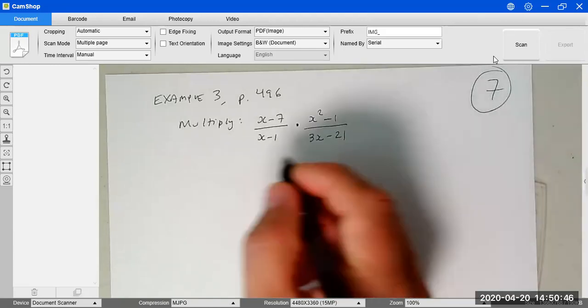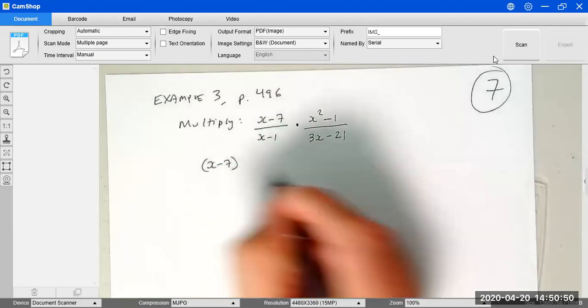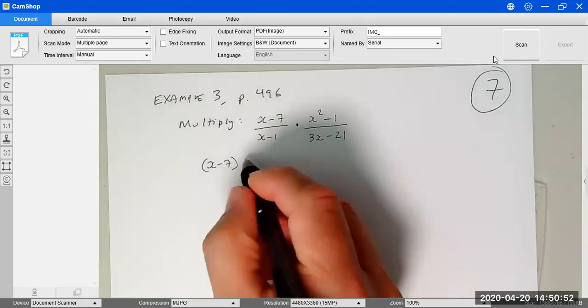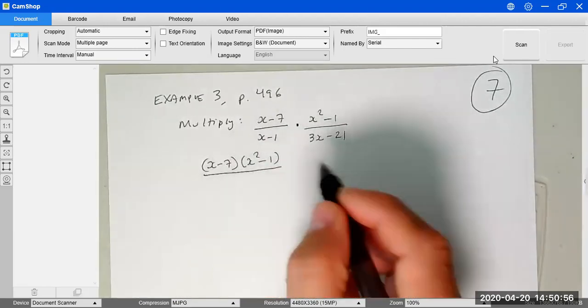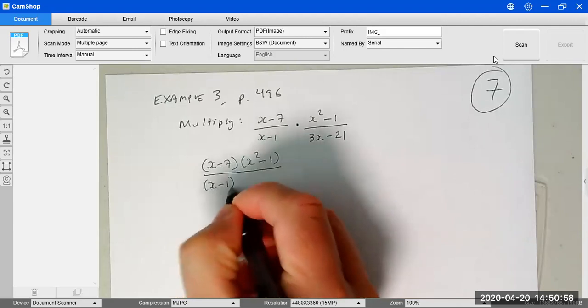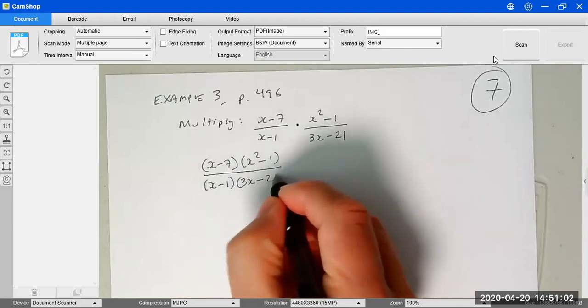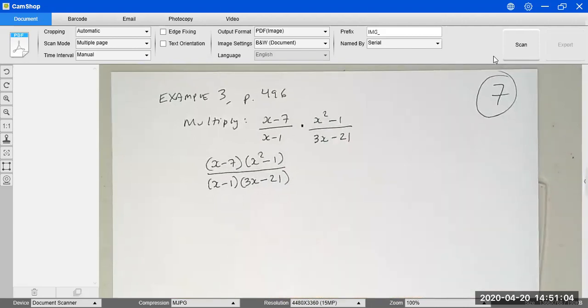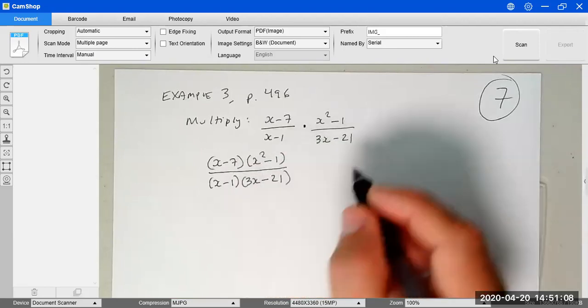So I'm going to write this as an extra step. (x minus 7) over (x squared minus 1). I can use a single fraction bar now. So I'm just indicating the multiplication, that I haven't finished the operation. So now let's factor things.